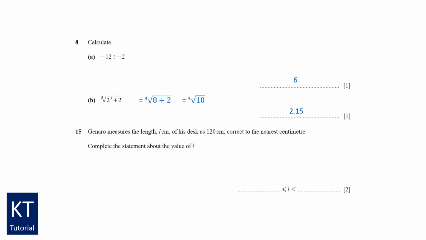Question 15. Gennaro measures the length L of his desk as 120 centimeters correct to the nearest centimeter. Complete the statement about the value of L. The correct answers are 119.5 and 120.5 respectively.